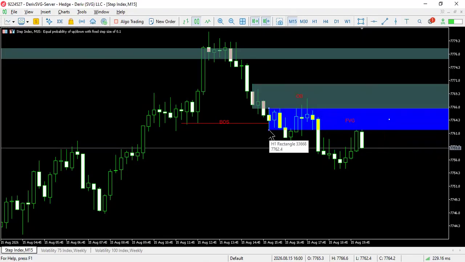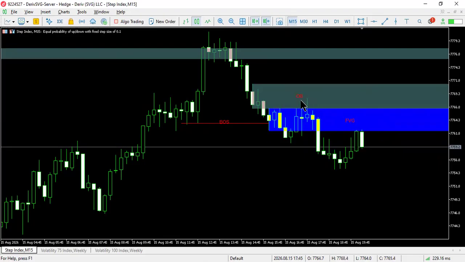So for Step Index, it's going to be an instant execution because we have a break of structure, and then price went back to mitigate the order block and it's still going back. It's now mitigating my fair value gap. So for Step Index, it's going to be an instant execution. I'm going to take this trade now.